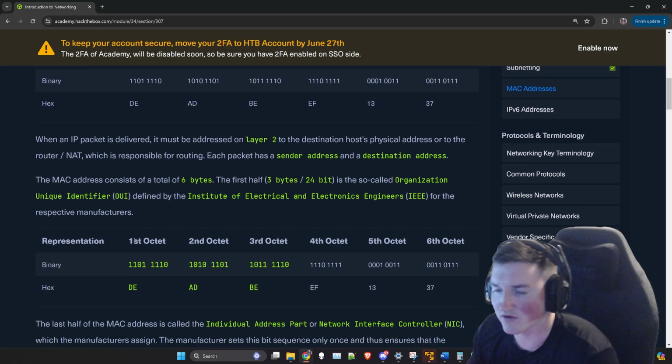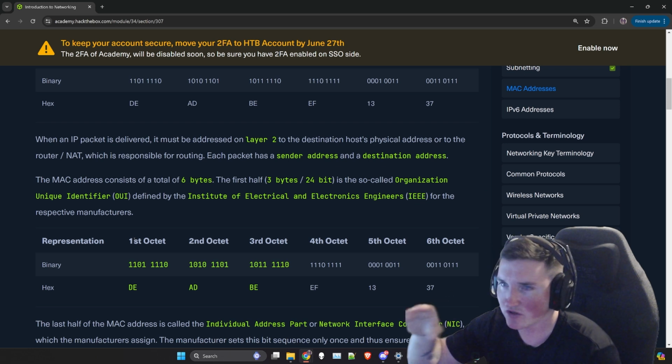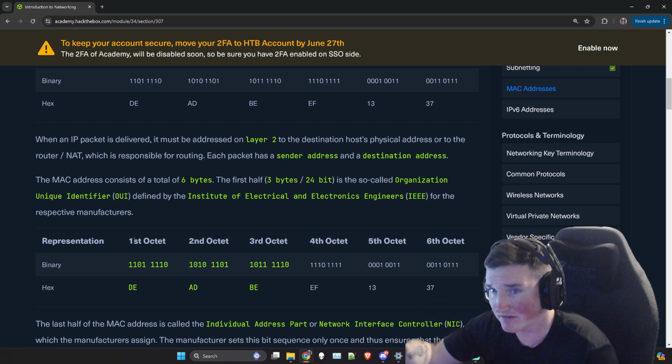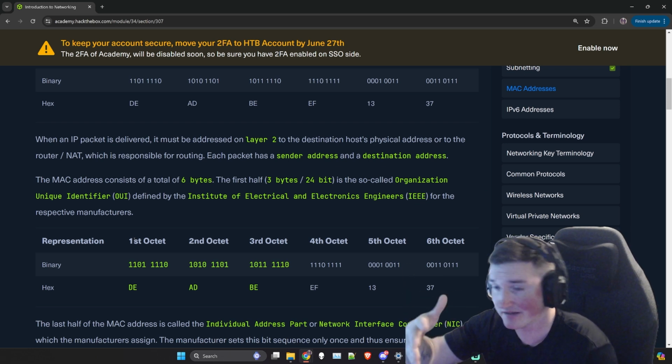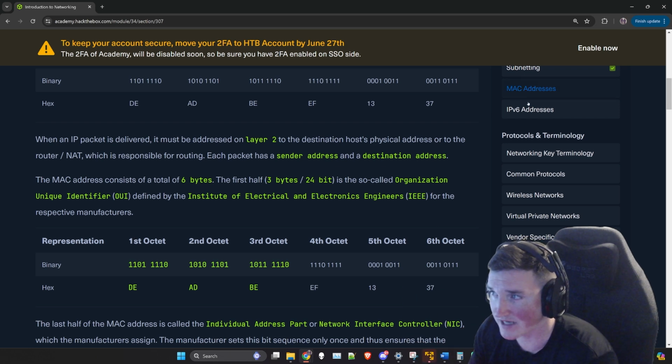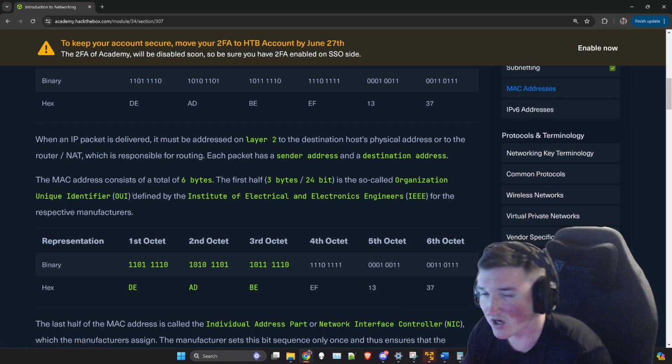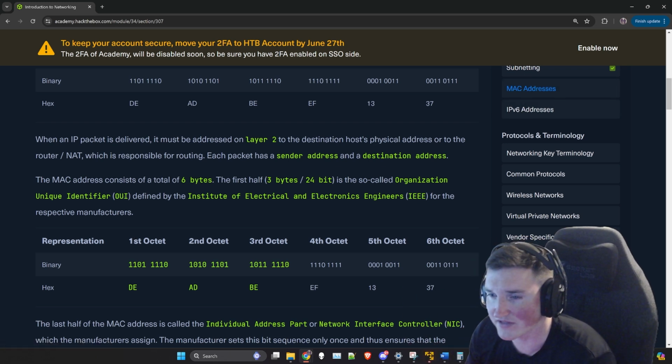I don't know why they did it, but they kind of did it backwards. They'll show you in the next one what the hexadecimal looks like, but they'll show you IPv6 addresses. So we'll talk about that, but we'll talk about this first.